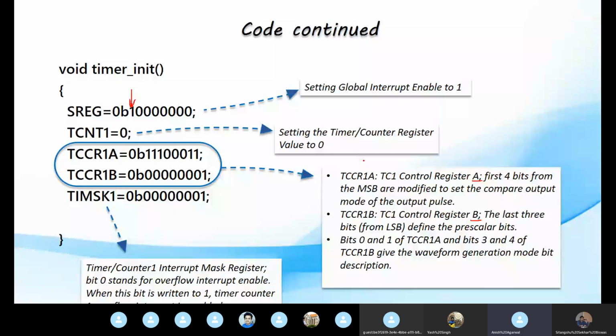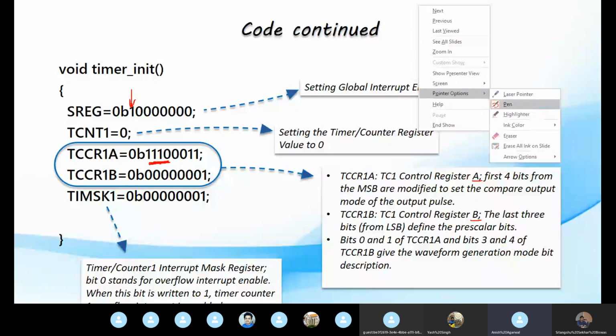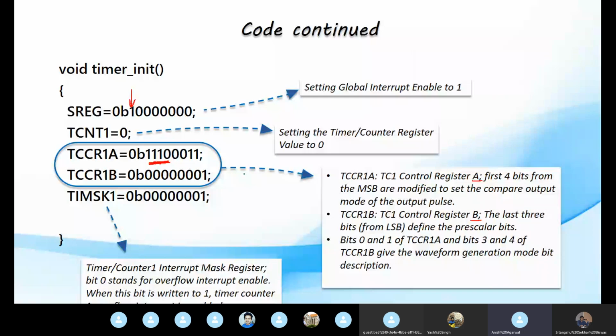In the TCCR1A, the most significant 4 bits set the compare value. As I said, the pulses can be formed in 2 modes, inverting mode and non-inverting mode. So we need to tell the microcontroller which pulse acts like what. Let us name the two pulses as OC1A and OC1B.